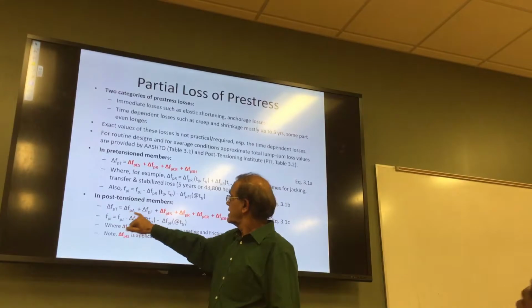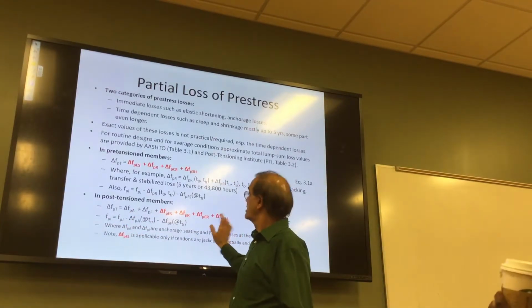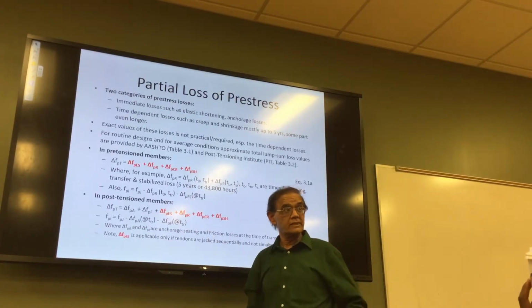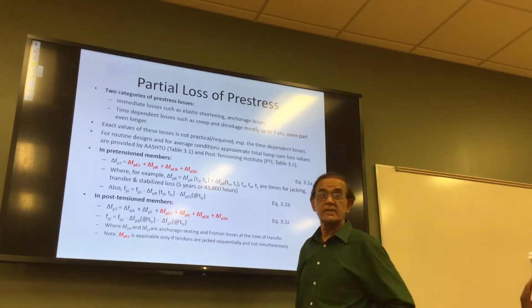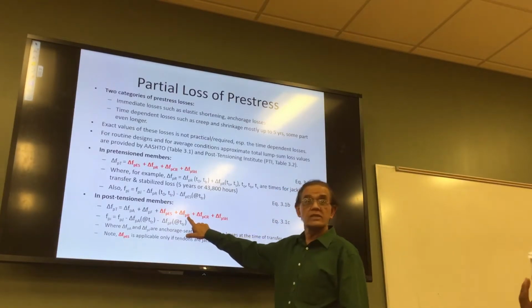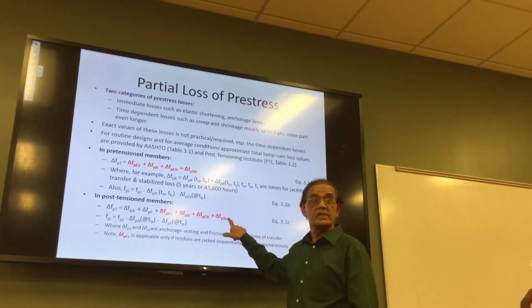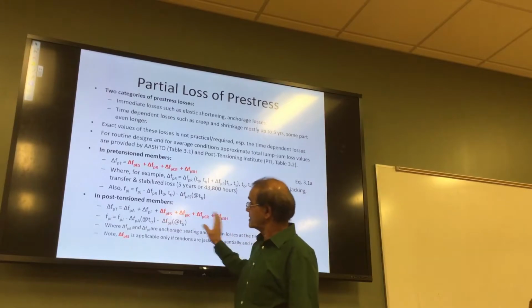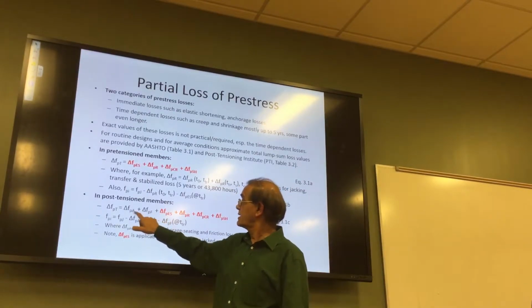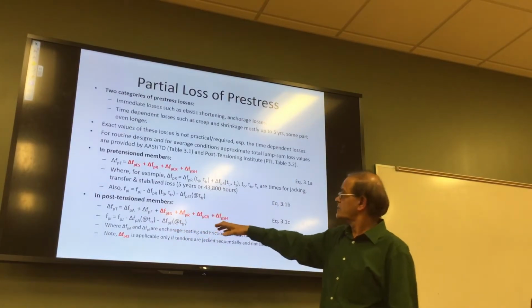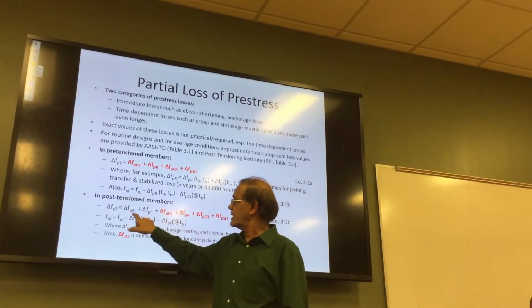So here, these 4 are still valid: the elastic shortening will happen as soon as you release the bar into the wedges, right? And then relaxation also begins right away. And then you have creep and shrinkage. But before all this happens, there is already something going on, anchorage and friction. So we need to understand what that is, right? So before you lose elastic shortening, you have anchorage and friction.